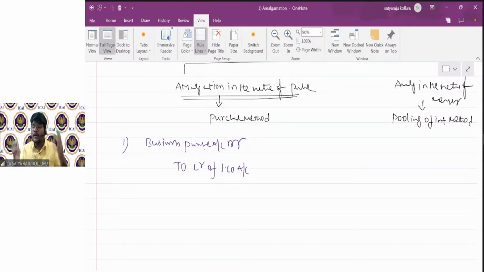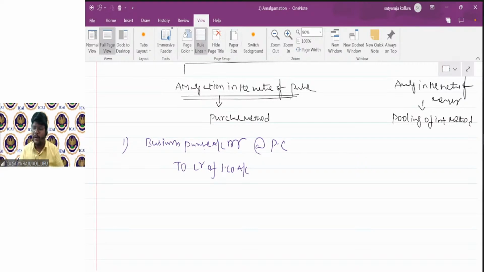Sir, how much amount should I pay? At the rate of PC. So if they exclusively ask accounting treatment in the books of purchasing company, you should calculate PC under working note. If they exclusively ask in the problem accounting treatment in the books of selling company, also you should know the PC. So that is the significance and importance of the PC in the entire amalgamation.